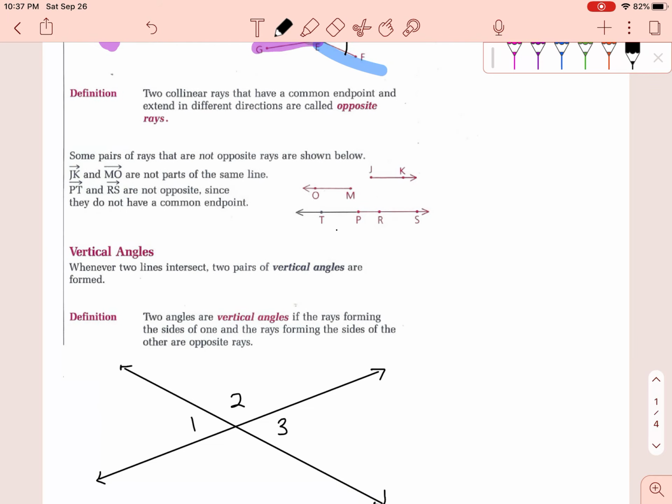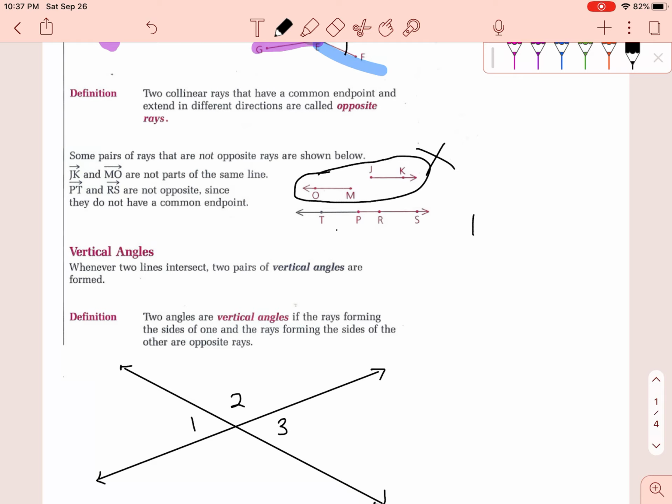If you look over here, an example of something that is not opposite rays looks like this. Okay, JK and JM are not part of the same line, so they're not opposite rays. PT and RS are another example. Those are not opposite rays because they do not have the same endpoint.